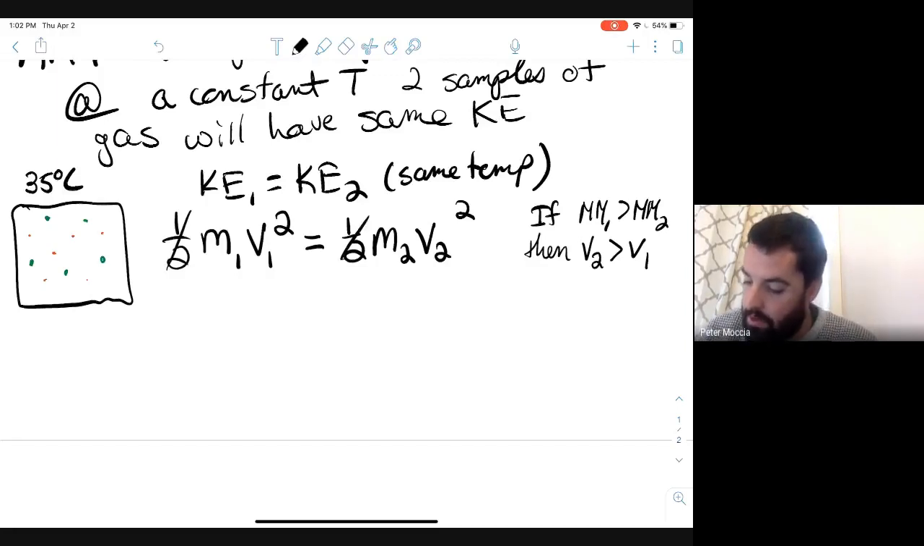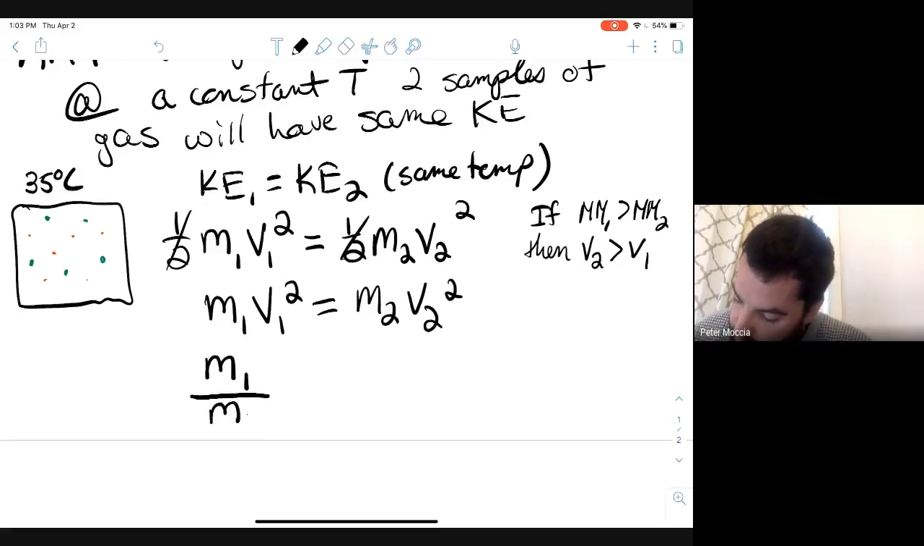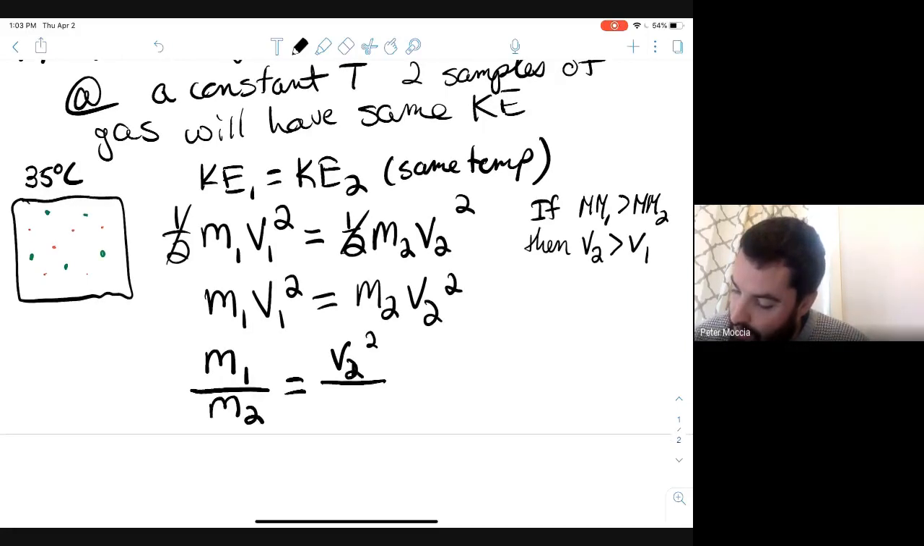Cross it out. So I know that the mass of the first gas particle sample times the velocity squared is equal to the molar mass of the second one times the velocity of the second one squared. So then I'm just going to rearrange this equation to put the masses and the velocities on the same side. So then I can say that the mass of the first sample over the mass of the second sample is equal to the velocity of the second sample squared over the velocity of the first sample squared.